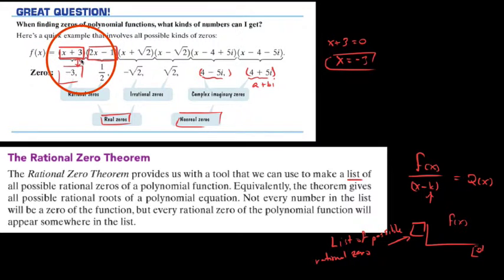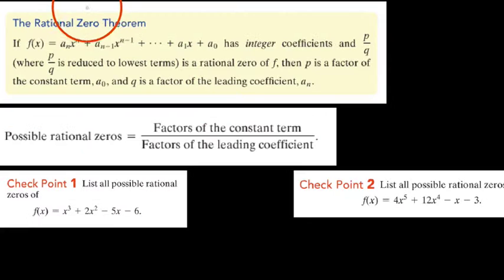So in terms of the rational roots theorem, let's take a look at what it says here. It says if you're a polynomial and your leading coefficient is a sub n and your degree is n, we say it has integer coefficients, so all of your coefficients here have to be integer values. You can't have a decimal. But if that's the case, then p over q is a rational zero of f if and only if p is a factor of the constant term, a sub 0, and q is a factor of the leading coefficient.